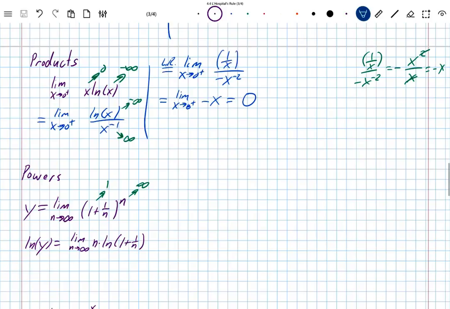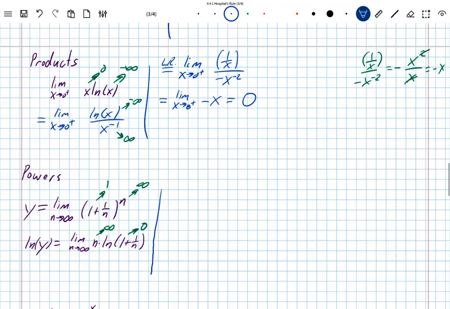And we need to play the same game as before. We have a product. This product looks like I have infinity times natural log of 1. Natural log of 1 is just 0. Okay, so I'm in this fun place again. Let's work our way through. Oh no, I messed up my color palette. That's okay.